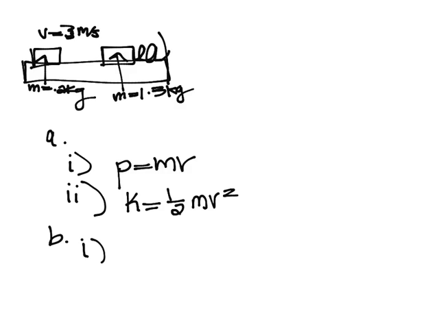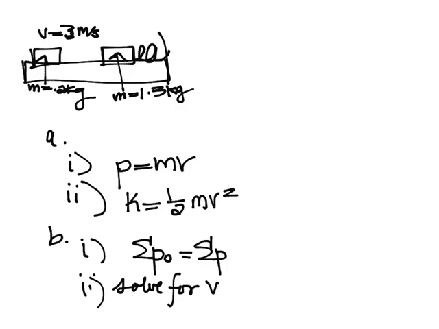Okay, so we're going to use conservation of momentum. So we're going to use sigma p naught equals sigma p. Okay, and then to calculate its kinetic energy, we need to first solve for v and then use K equals 1/2 mv squared.